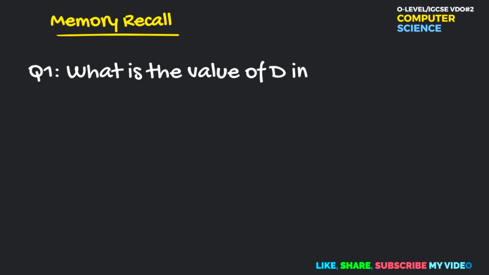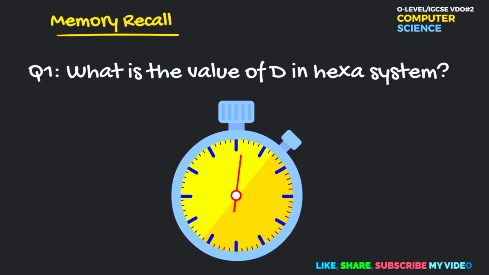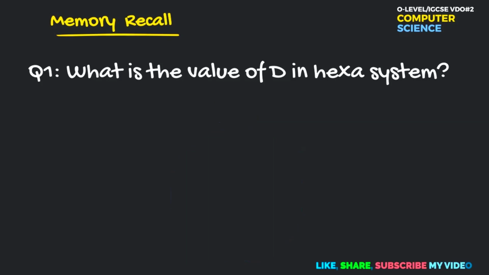Let's check your memory by asking you a question. You have 10 seconds to answer the question. Question: what is the value of D in hexadecimal system? The value of D in hexadecimal system is 13. Remember, hexadecimal includes alphabets also, but it is converted into its equivalent value when calculated and converted to another system.